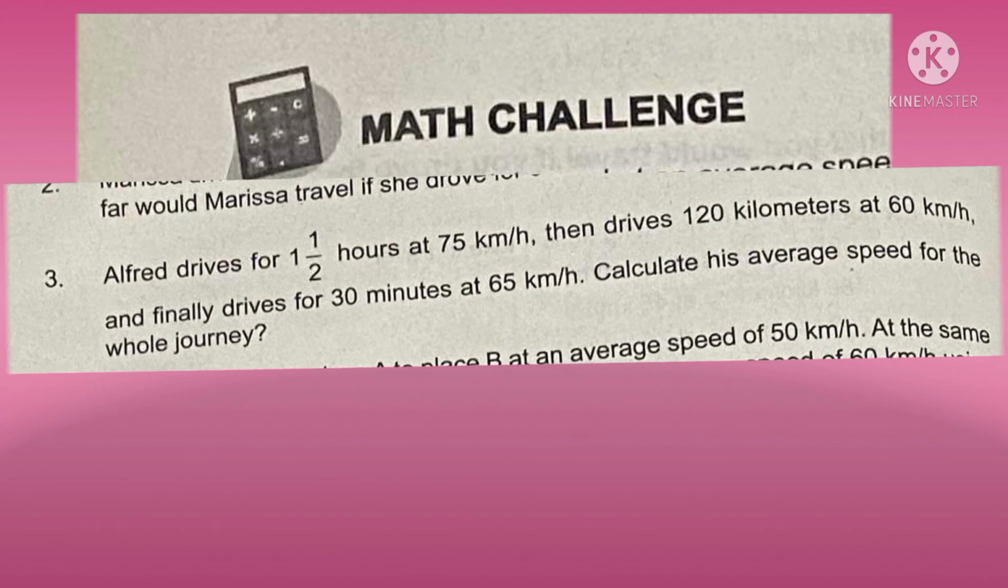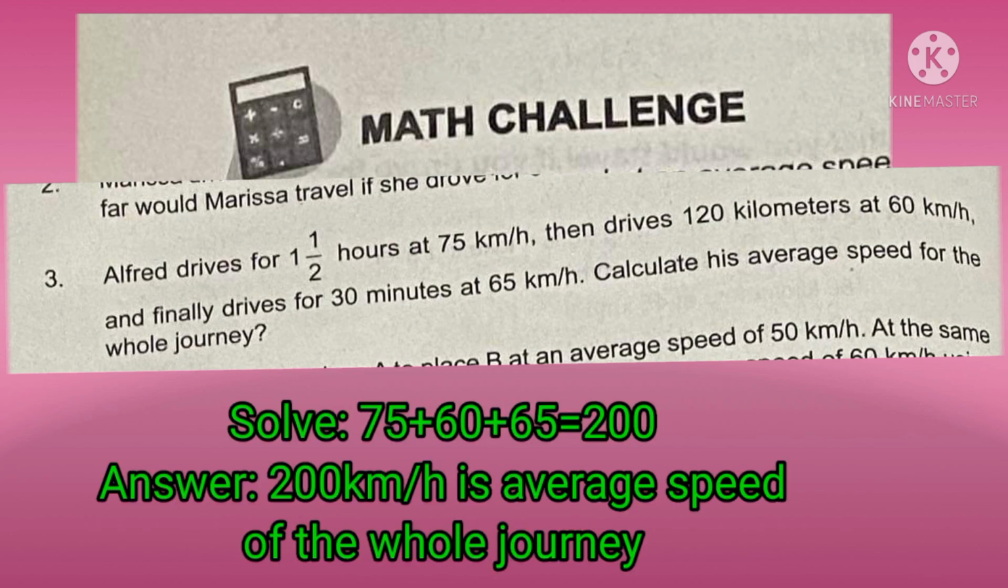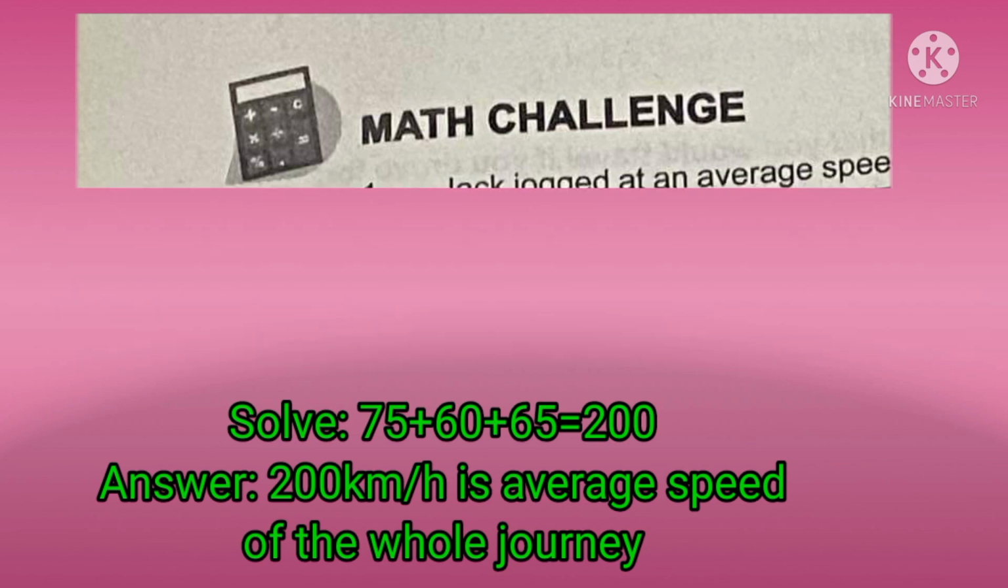Alfred drives 1.5 hours at 75 km per hour, then drives 120 km at 60 km per hour, and finally drives for 30 minutes at 65 km per hour. The plan, what operation to use? Addition. What is the equation? 75 plus 60 plus 65 is equal to N. Let's solve. 75 plus 60 plus 65 is equal to 200 km per hour. The answer is 200 km per hour is the average speed of the whole journey.